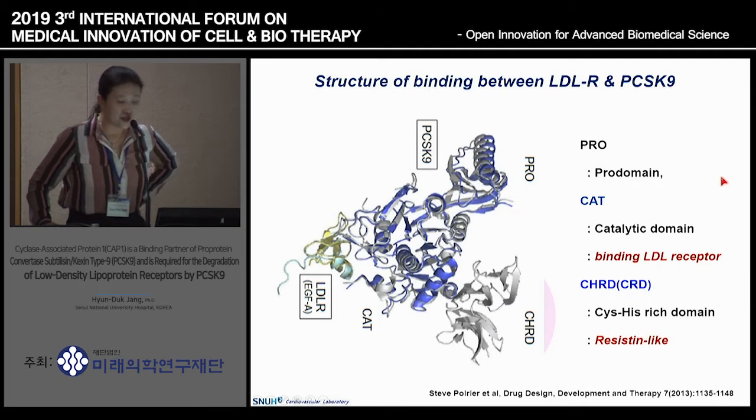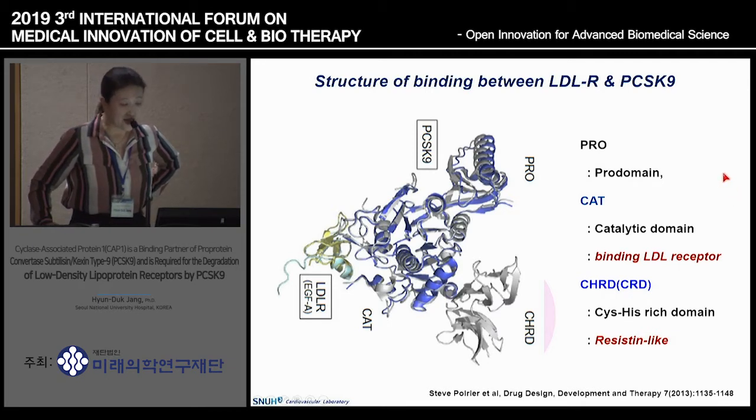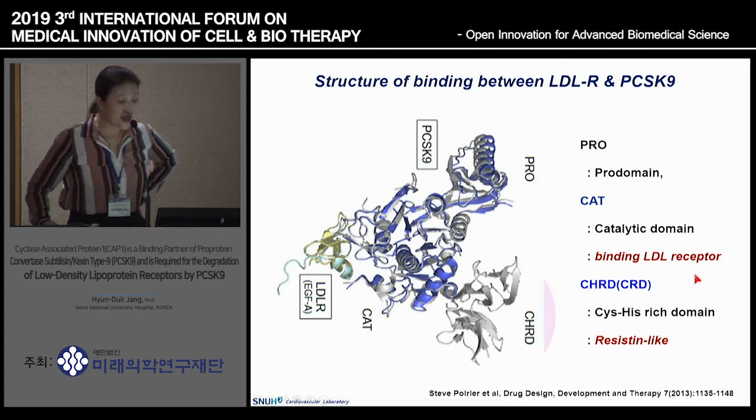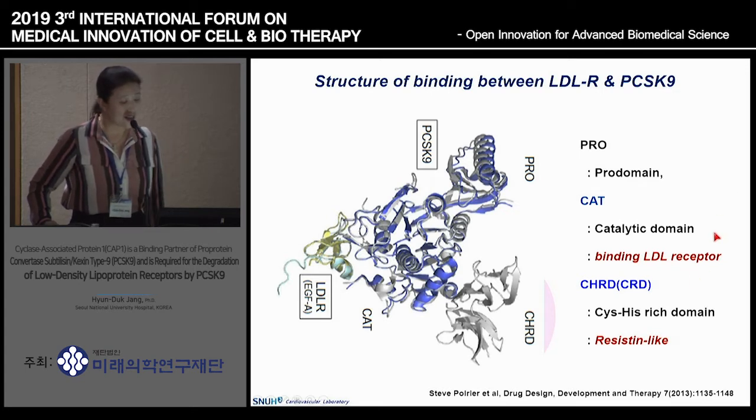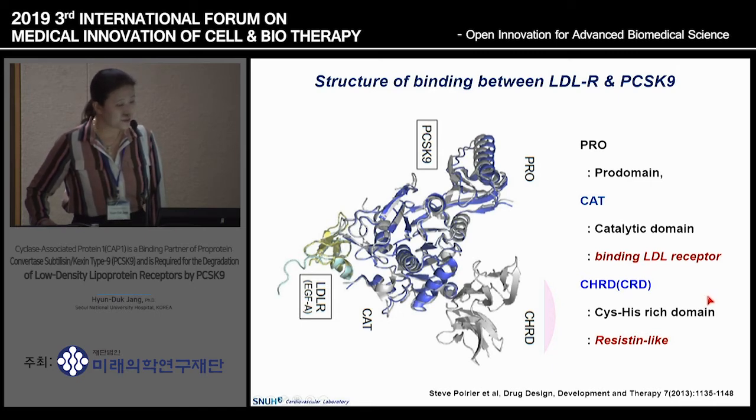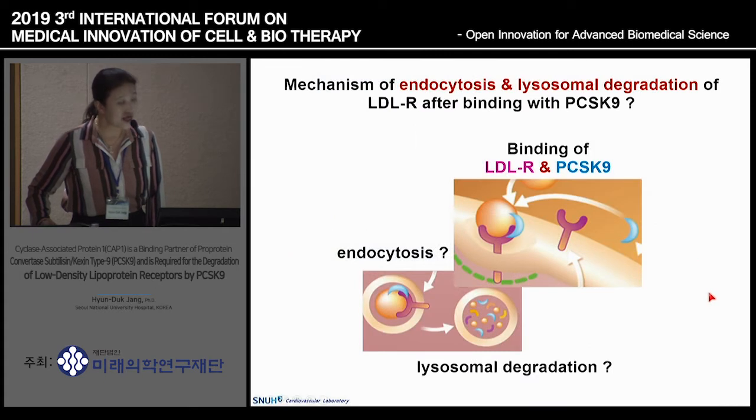PCSK9 consists of three domains: prodomain, catalytic domain, and CRD domain. The catalytic domain is known for LDL receptor binding. The CRD domain, cysteine-rich domain, is known to be resistin-like. What's the mechanism? Endocytosis and lysosomal degradation of LDL receptor after binding with PC9.